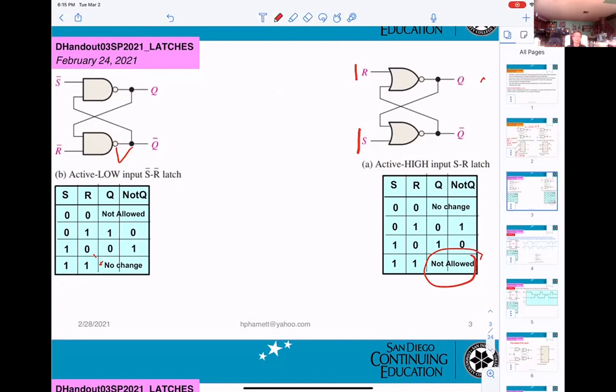Never connect S and R to both logic one for the NOR latch. The same thing happens for the NAND. You can see S and R equal 0, 0, they say not allowed. That means for the NAND latch, you never connect S to 0 and R to 0.